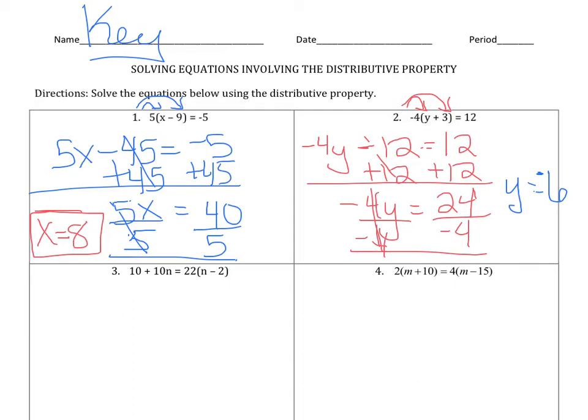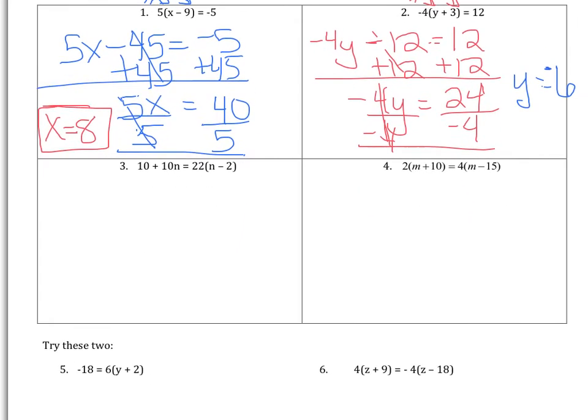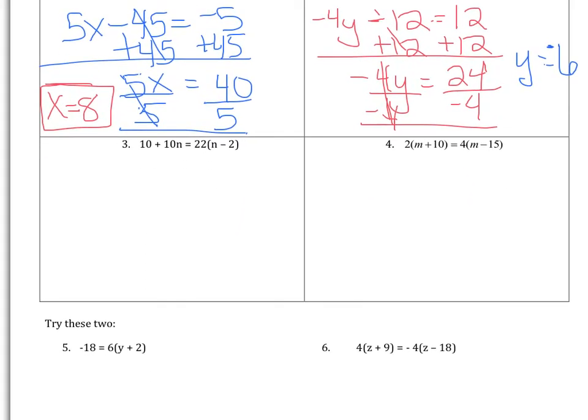Moving on to number 3. So number 3, the very first thing I'm going to do is I'm going to distribute the 22. So it'll be, I'm going to rewrite the left-hand side. 10 plus 10n equals 22n, and then 22 times negative 2 is negative 44.